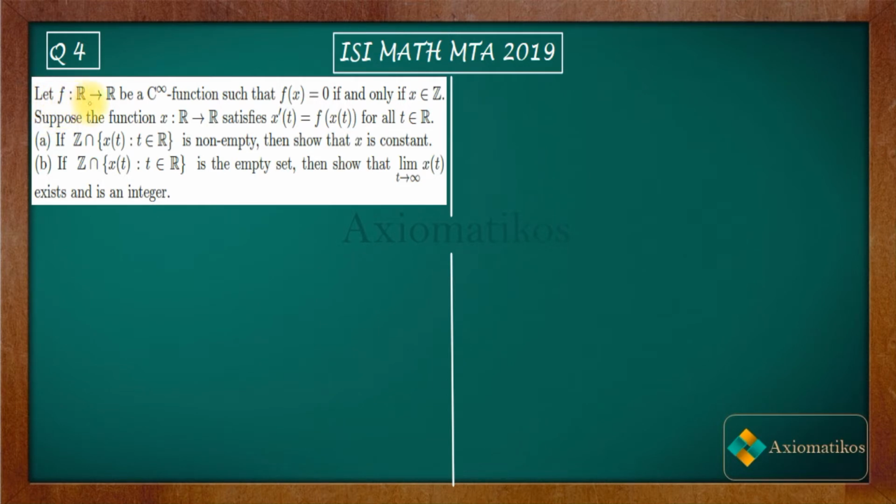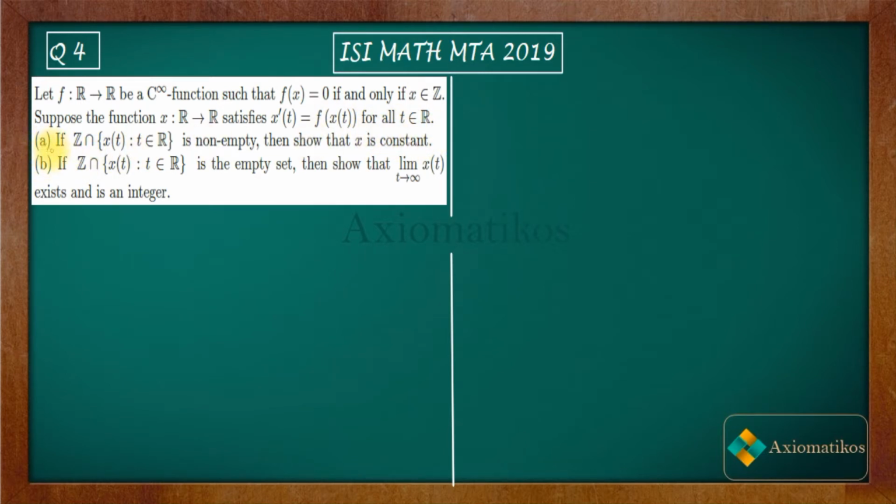Let f: R to R be a C infinity function such that f(x) is equal to 0 if and only if x belongs to Z. So the question is saying that you are given a function f which is infinitely many times differentiable, and it has a condition that it will be 0 if and only if x is an integer.